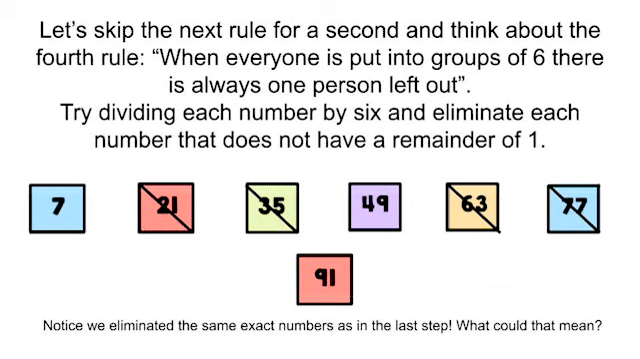Let's skip the next rule for a second and think about the fourth rule. When everyone is put into groups of 6, there is always one person left out. Just like last time, try dividing each number by 6, keep track of the remainders, and eliminate each number that does not have a remainder of 1. You'll see something a little bit interesting. We actually end up eliminating the exact same numbers as last step. Could you think of a reason that might explain this?